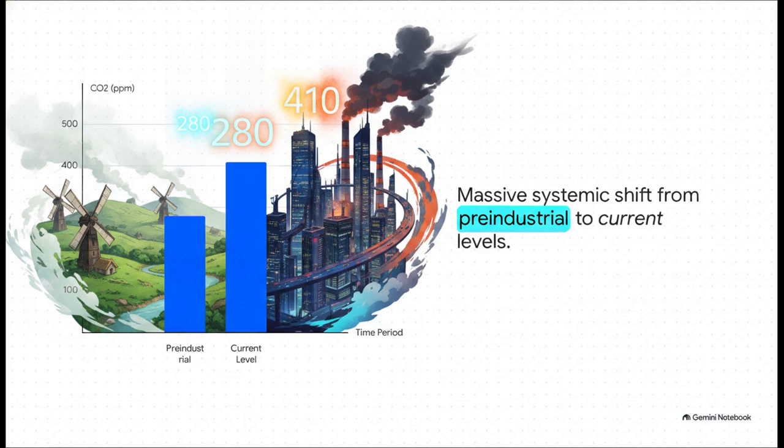Now, to really grasp why 410 is such a big deal, we have to look backward. For a massive chunk of human history, way before the Industrial Revolution kicked off, atmospheric carbon dioxide was sitting at a remarkably stable 280 parts per million. So this leap up to 410 is a massive, mathematically significant systemic shift. We've surged from a long-standing baseline of 280 straight up to 410.